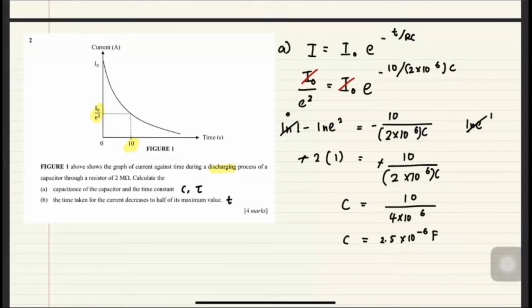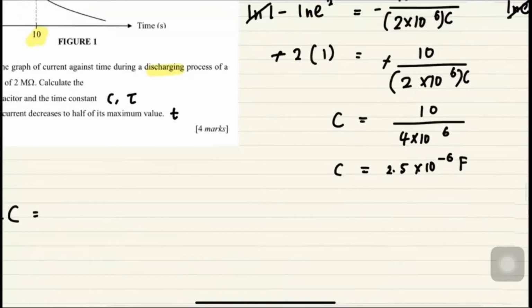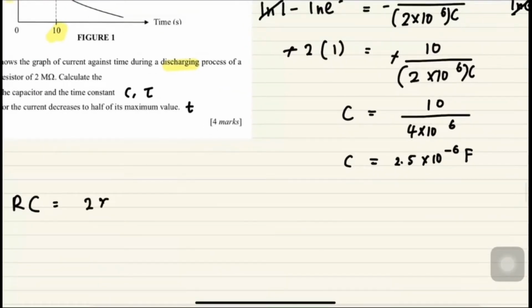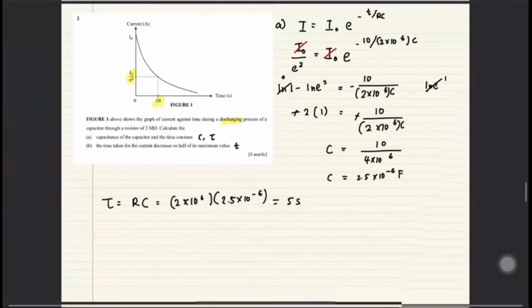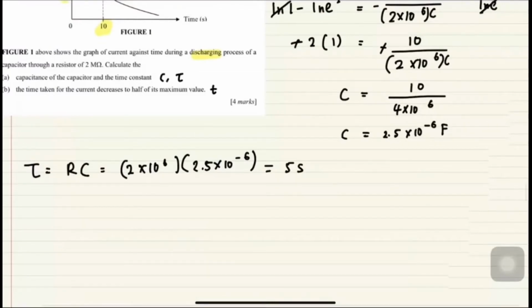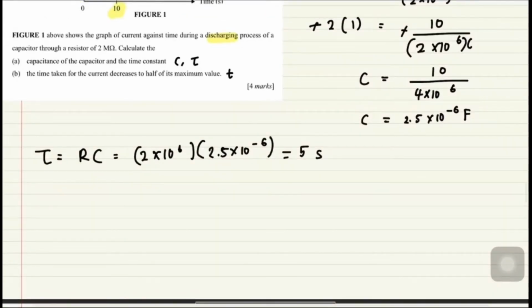But we haven't finished answering the question. There's still another one, which is tau. To find tau is basically R times C. We found the C just now. So 2 times 10 to the power of 6, which is the resistor, times 2.5 times 10 to the power of negative 6 for the capacitance. You get 2 times 2.5, which is 5 seconds. This is for question number 2A.